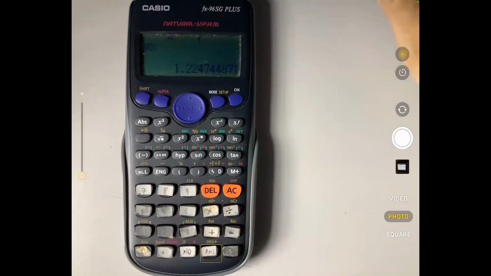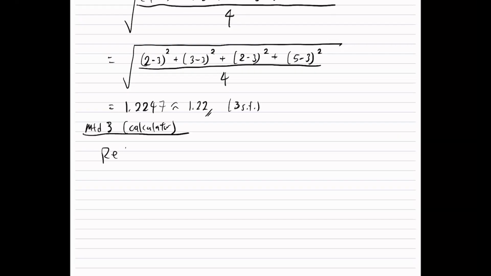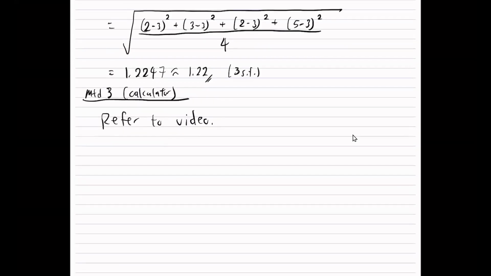So now you know how to find standard deviation, 3 different ways. Actually, I don't talk about sample standard deviation, never mind. Refer to video. This is recorded, so you can refer back.